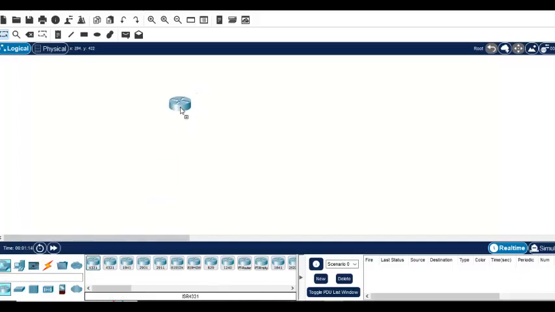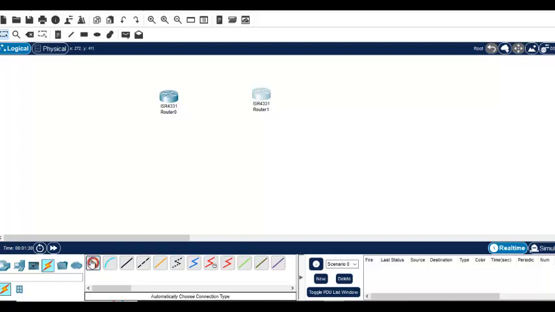I have a router here, which is connected to another router. Just two routers is enough to test what I'm trying to show you. I'm connecting a cube.